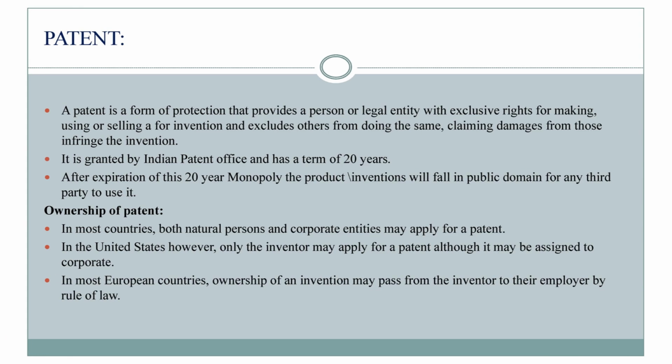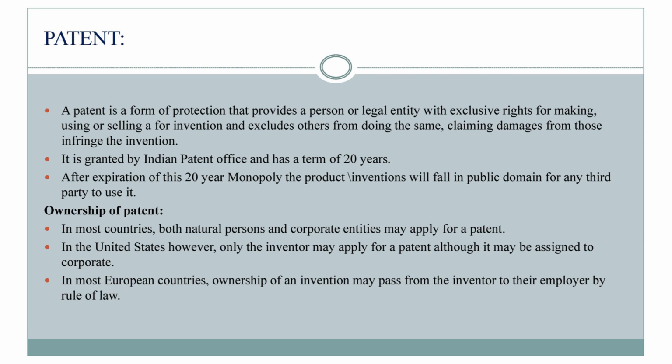Another important topic is patent. A patent is a form of protection that provides a person or legal entity with exclusive rights for making, using, or selling an invention, and excludes others from doing the same, claiming damages from those who infringe the invention. It is granted by the Indian Patent Office and has a term of 20 years. After expiration of this 20-year monopoly, the product invention will fall in public domain for any third party to use it. Let's look at ownership of patent.